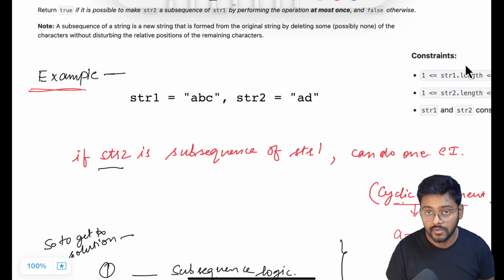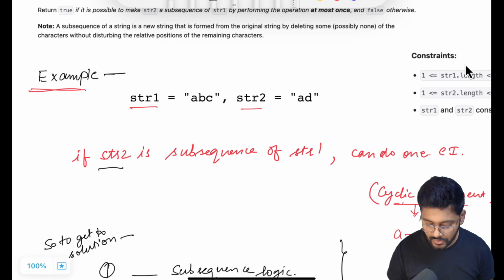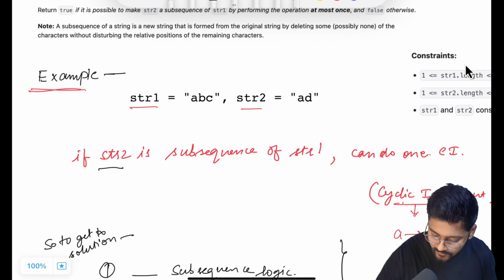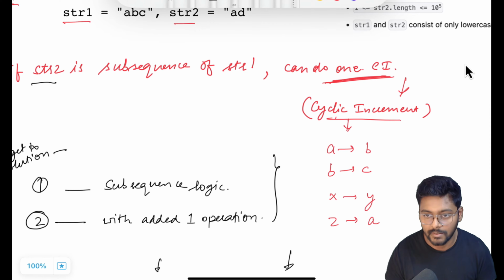Here we will be given two strings, string 1 and string 2. What we have to return is whether string 2 is a subsequence of string 1. Along with that, we can do one operation here. And what is that operation? That operation is cyclic increment.